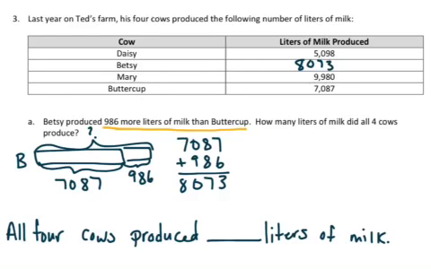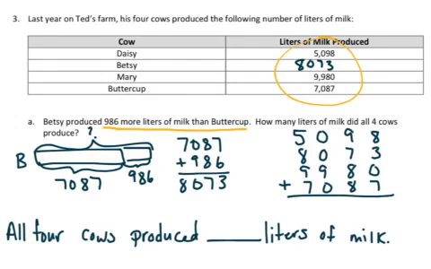So we need to take all of the amounts of milk that they produce and add them all together. It's very important that the students line up these numbers according to the place value. Okay, and now we just add these together. And then my answer is 30,238 liters of milk produced. So all 4 cows produced 30,238 liters of milk.